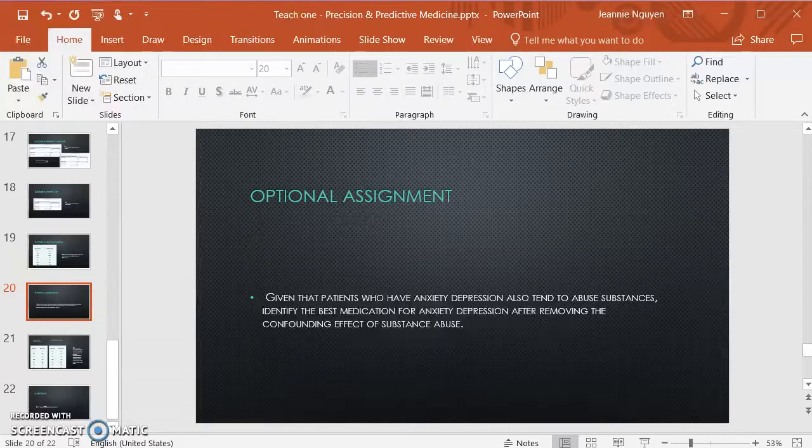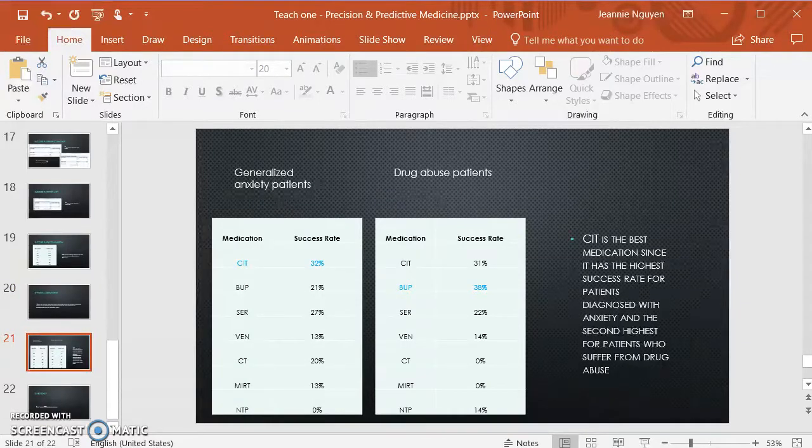I'm also going to show you how to do the first optional assignment. And it says, given that the patients who have anxiety depression also tend to abuse substances, we're going to identify the best medicine for anxiety depression after removing the confounding effects of substance abuse. We are going to use the two tables that we have made for both the general anxiety patients and the drug abuse patients that have all these success rates on them. And you can see that CIT is the best medication since it has the highest success rate for patients diagnosed with anxiety and the second highest for patients who suffer from drug abuse.